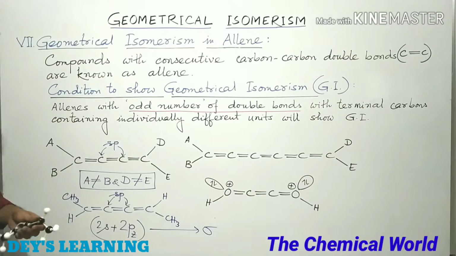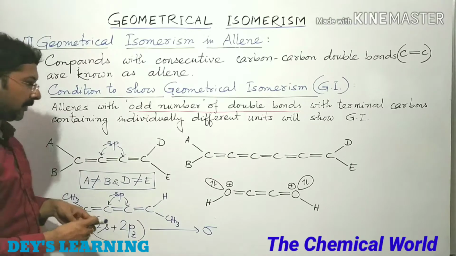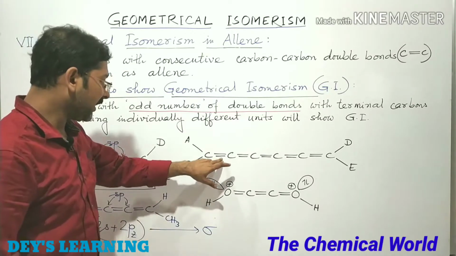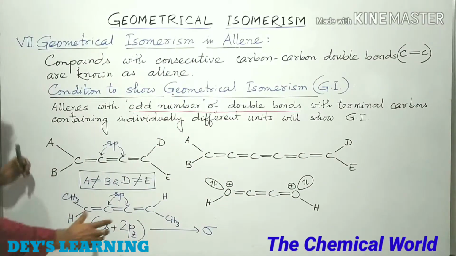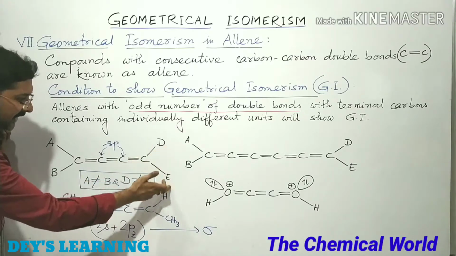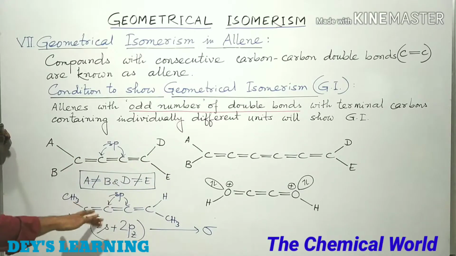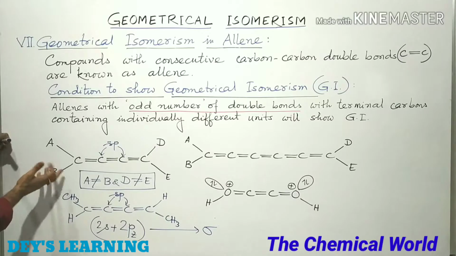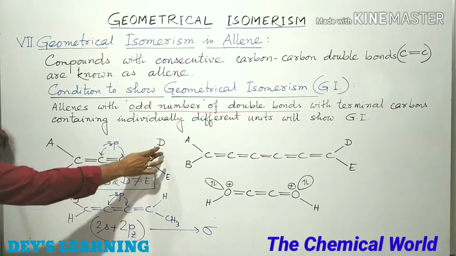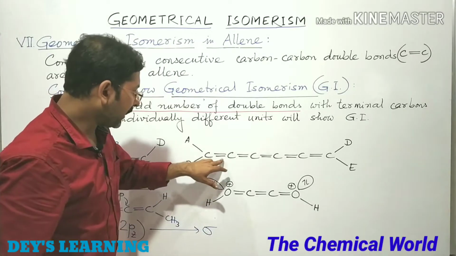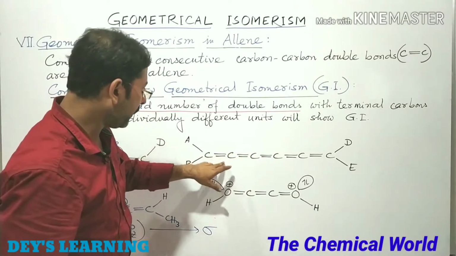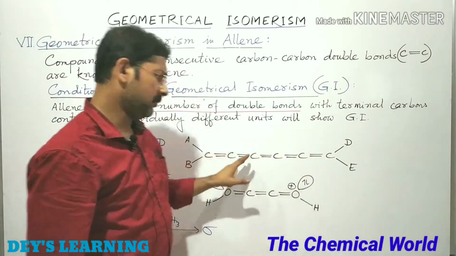Now back to our matter of concern. Look at here, there are 1, 2, 3, 4, 5. Again, whatever be the nature of the D and E and A and B, the molecule will show geometrical isomerism. Of course, A and B and D and E will be different. Now this compound contains 1, 2, 3, 4, 5 double bonds.